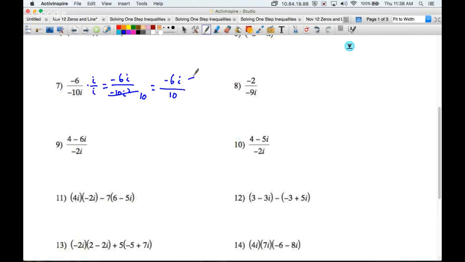We can simplify this further by dividing the top and the bottom by 2. And we get negative 3i over 5. Yeah, as long as whatever you do to the top, you do to the bottom, you'll always get an equivalent fraction.